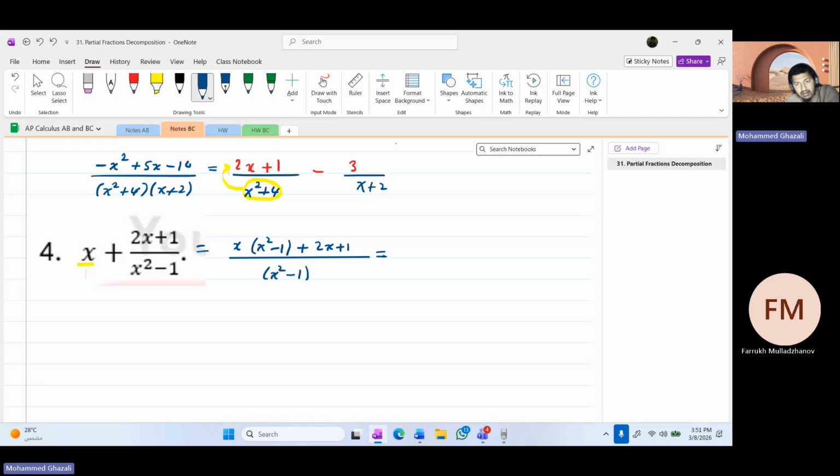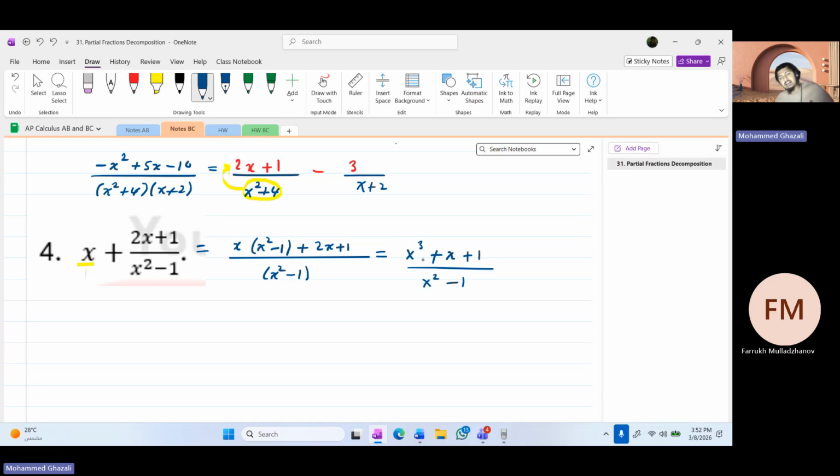Now, the numerator works out to be x cubed. That's minus x plus 2x. That's going to be plus x. You can see this x times x squared is x cubed. x times minus 1 is minus x. But you have minus x plus 2x. It will be plus x plus 1 divided by, there's nothing to expand here. So that's just x squared minus 1.